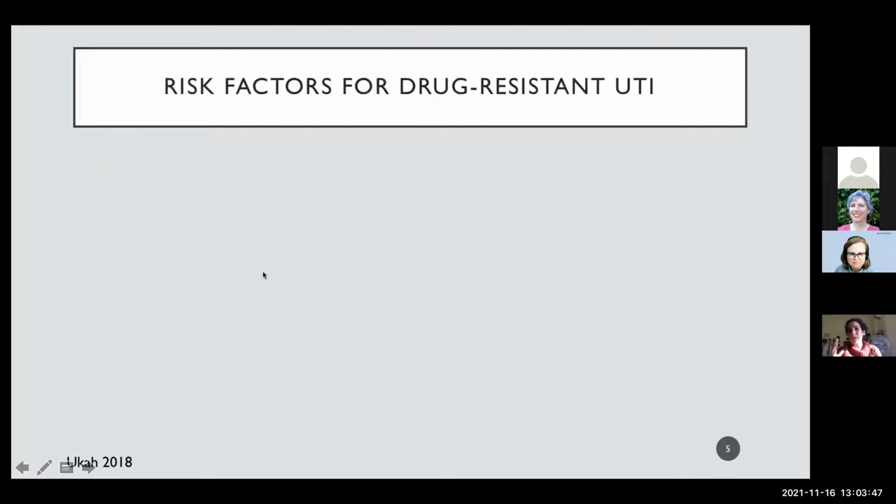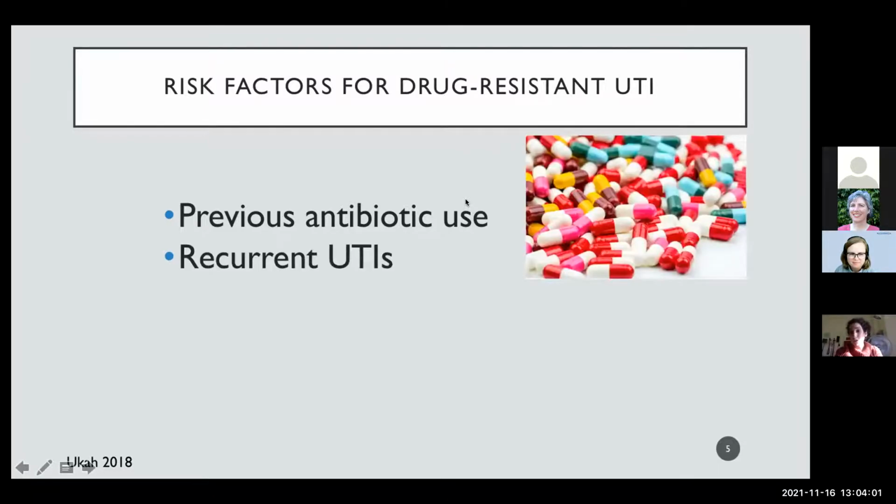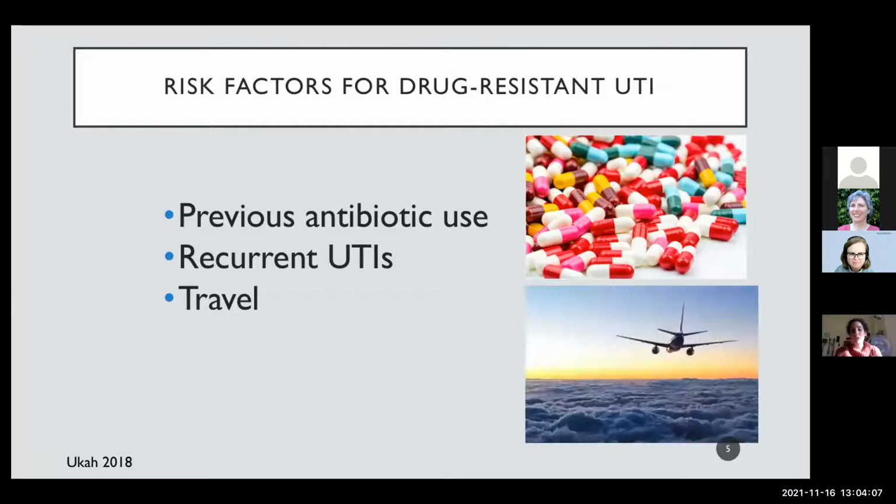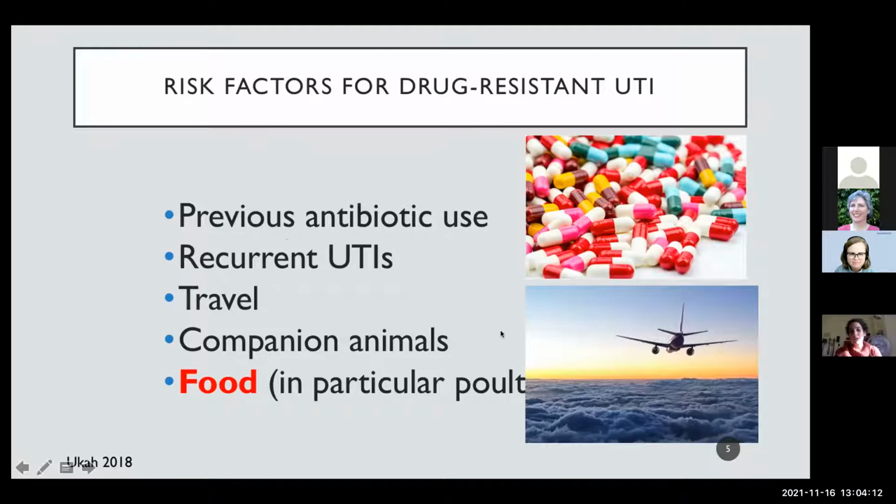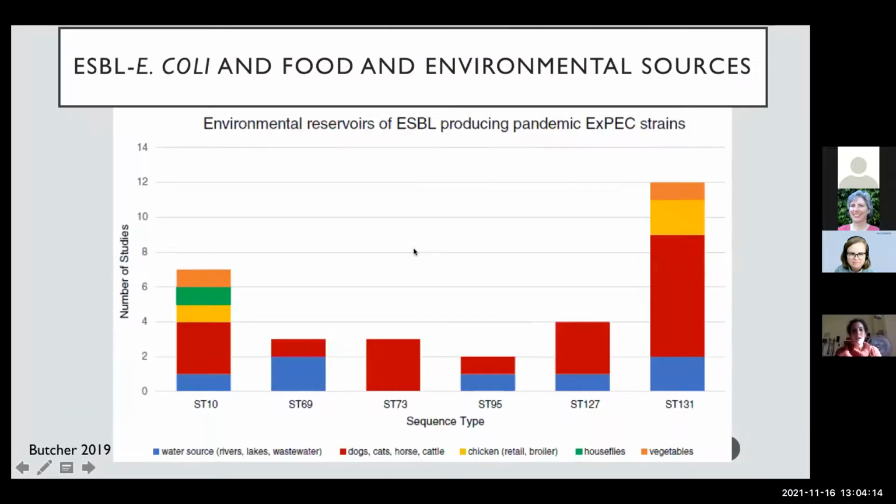So there are risk factors for UTIs, and there are risk factors for drug-resistant UTIs. Previous antibiotic use, which is to be expected, is associated with having a drug-resistant UTI, having a recurrent UTI, but there are new risk factors that have been identified in the last decade or so that include travel, having companion animals, and food, in particular poultry. And ESBL-producing E. coli, and I apologize if there's some noise outside.